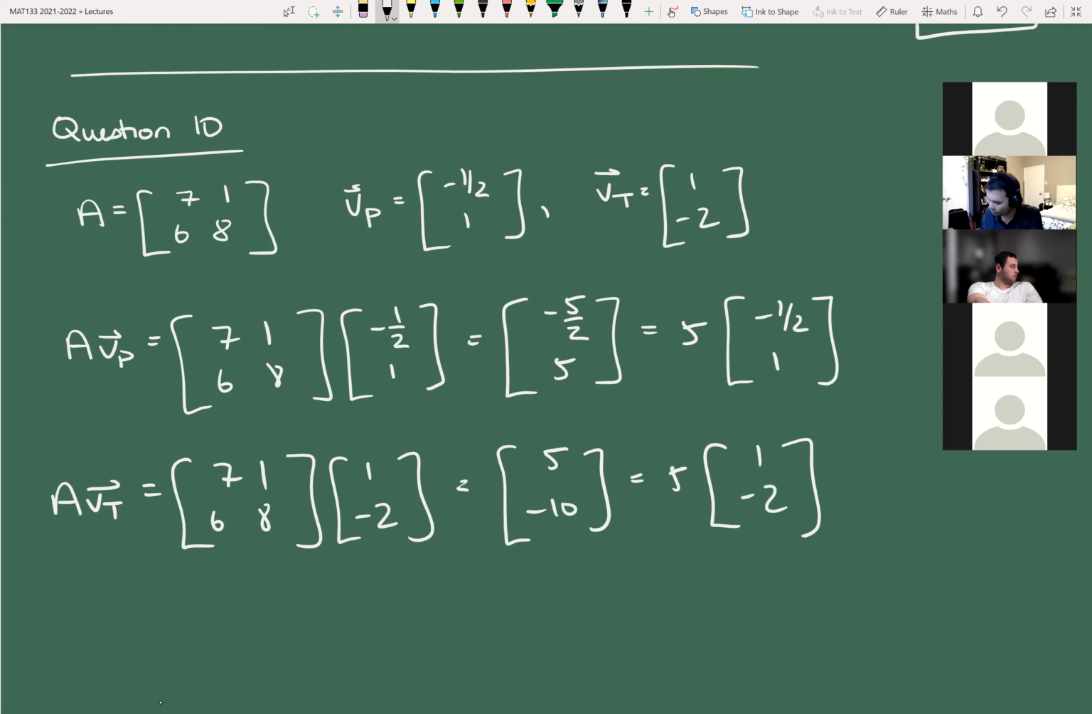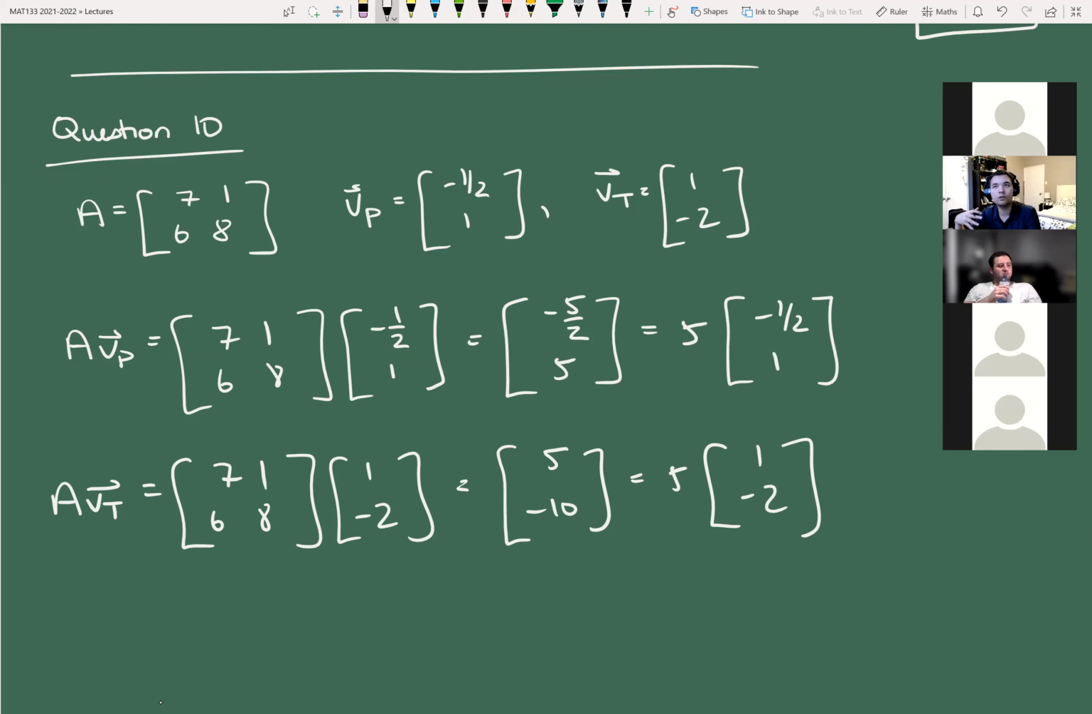So even if you didn't recognize that they were both scalar multiples of each other, if you plug them in, you see, oh, look, these are both actually eigenvectors, right? I told you, the question said, Parker says this matrix has this eigenvector, and Tyler says that this matrix has this eigenvector.